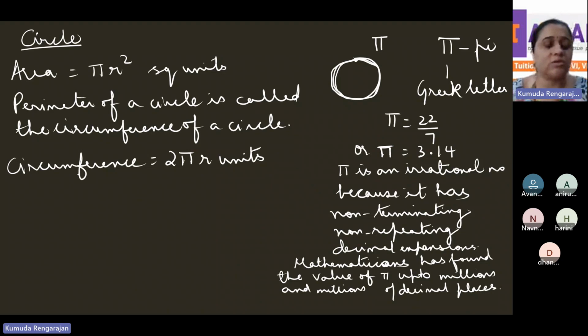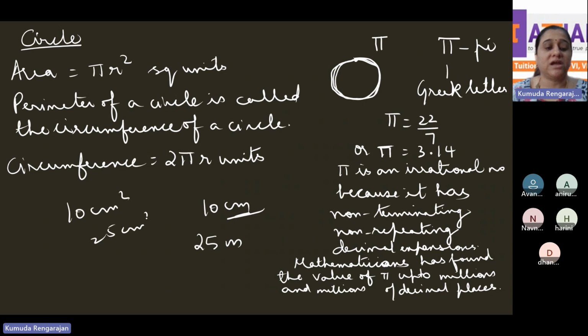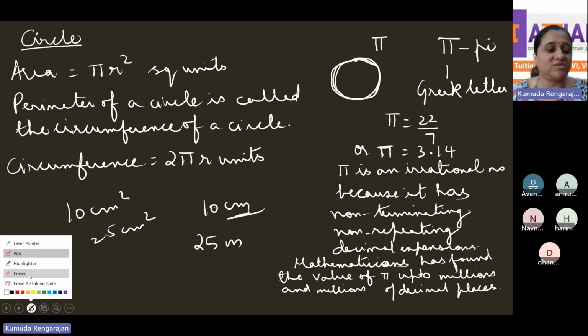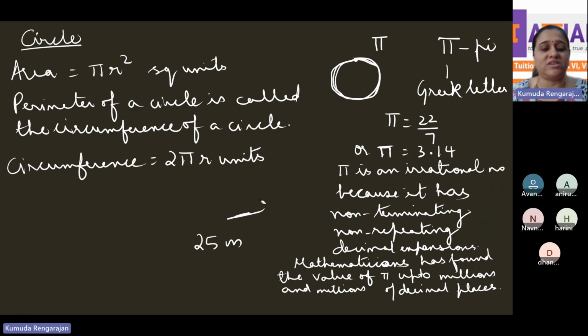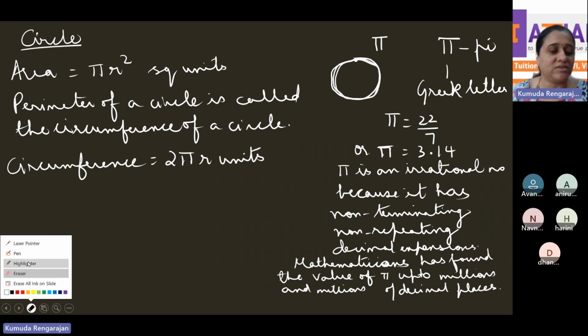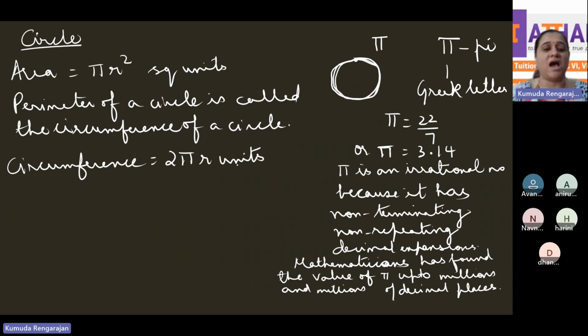All right, children. So circumference is just a length, so it is expressed in units, like circumference of the circle is 10 centimeters or something like 25 meters, because it's only a length. Area is expressed in square units. Area of the circle will be like 10 centimeters square, 25 centimeters square. But length is always expressed in units. That's why circumference is 2 pi r units. Area is pi r square units.